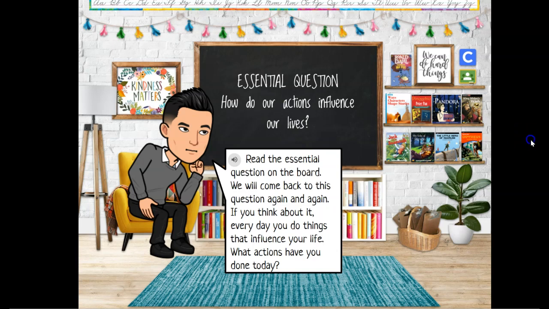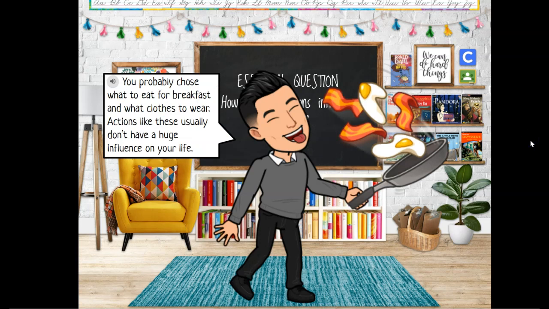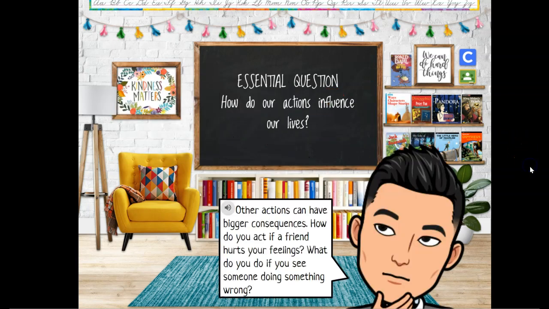You probably chose what to eat for breakfast and what clothes to wear. Actions like these usually don't have a huge influence on your life. Other actions can have bigger consequences. How do you act if a friend hurts your feelings? What do you do if you see someone doing something wrong?